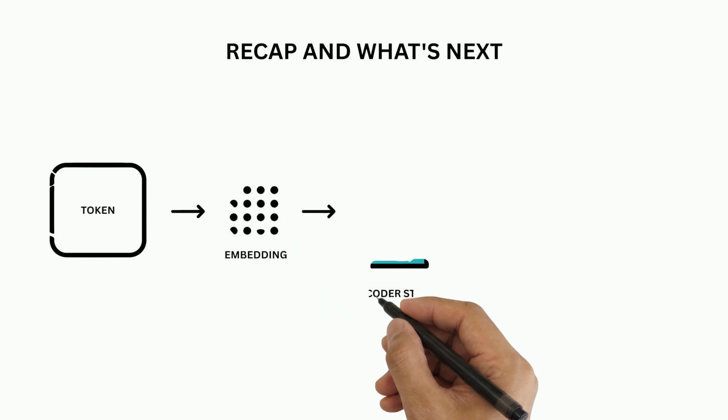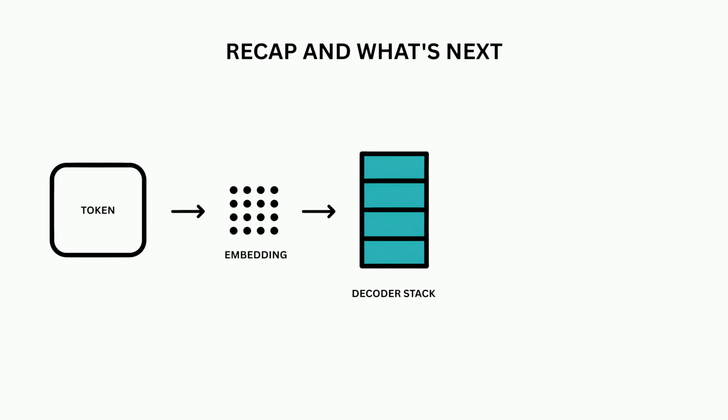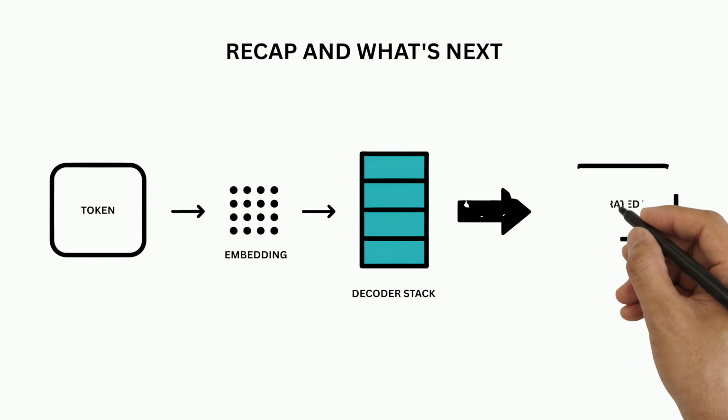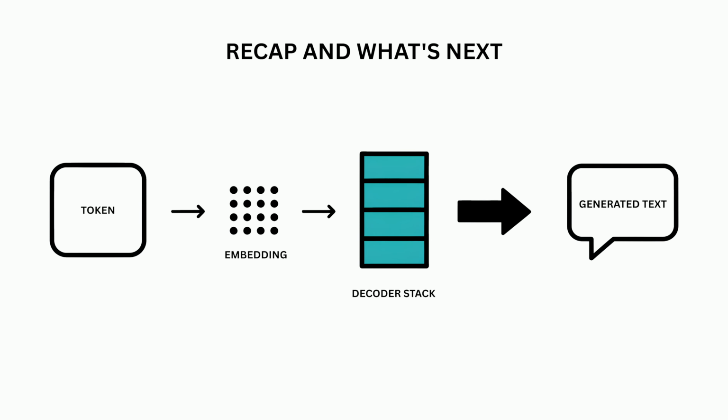So that's the full loop. Text becomes tokens, tokens become embedding vectors, those vectors flow through a stack of transformer decoder blocks, the final layer produces a probability distribution over the entire vocabulary, one token gets sampled, appended, and fed back in, again and again, until GPT decides it's done. Understanding this pipeline is what lets you reason clearly about where these models are reliable and where they are not.